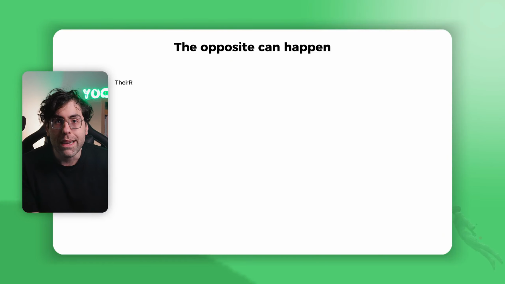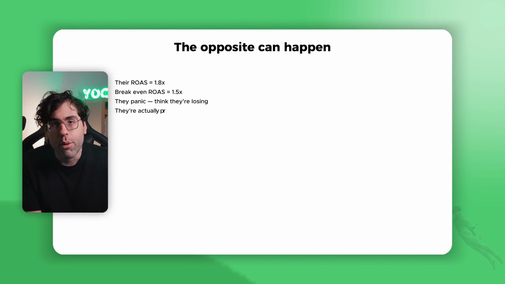And here's why this matters, because most brands optimize for ROAS without actually knowing their break-even. So they celebrate hitting 2x ROAS when their break-even is 2.5. They think they're winning, they're actually losing. Or, for example, the opposite can happen. They panic at a 1.8 ROAS when their break-even is 1.5. They think they're losing, but actually they're profitable. The number doesn't mean anything without context. This is the key.